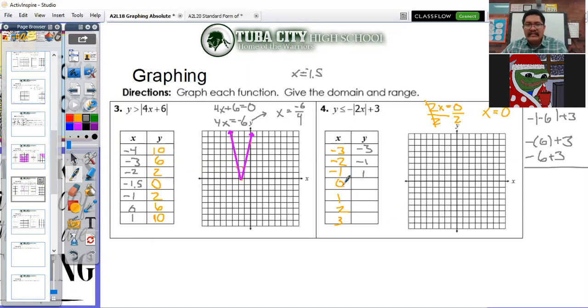And 0 should be easy to work with. Anything times 0 is just 0. So this is 0. You can't make it negative. So even if you said negative 0, it would still mean the same thing as 0. 0 plus 3 is 3.